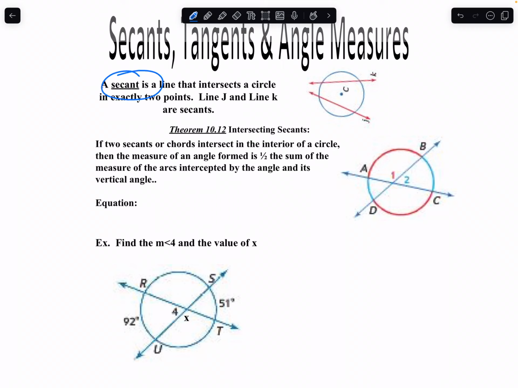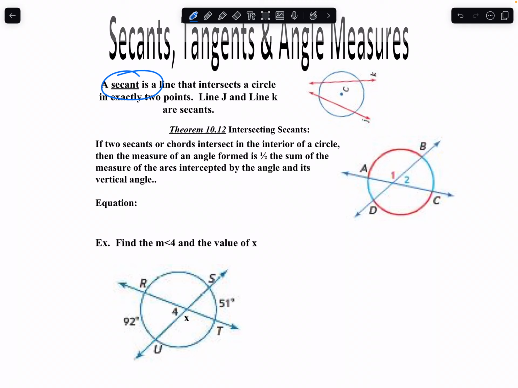Secant, here's a new word for today. A secant is when the line intersects a circle at 2 points. Given that we're dealing with a line, it will never intersect the circle at more than 2 points. It can cross it once or it can cross it twice. Now, the focus of today's lesson is how to find the measure of an angle, given the intersection of secants, tangents, or both, one of each.